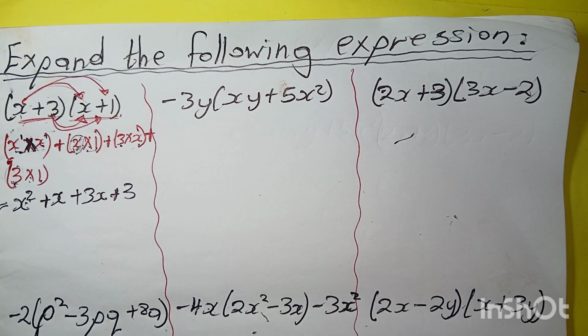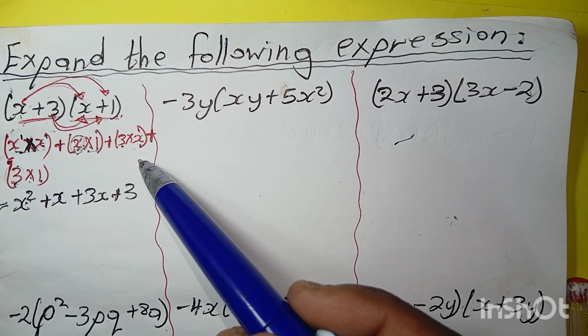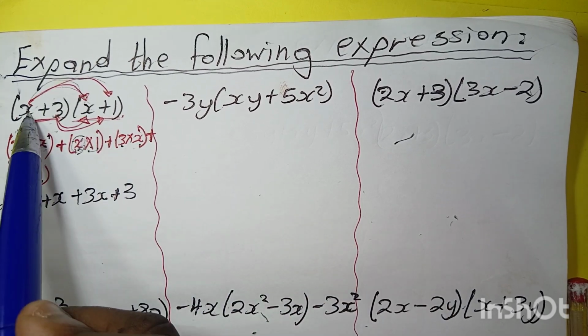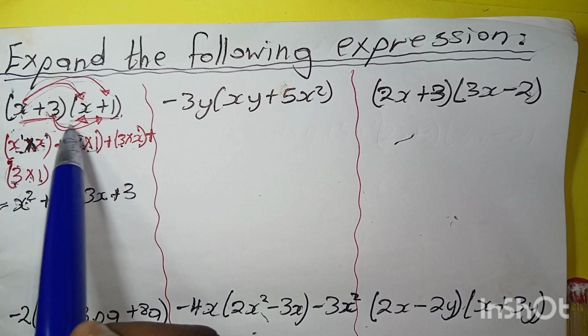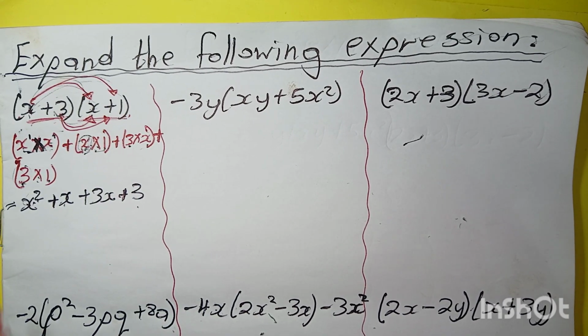So if this step isn't for you, just leave it and just say this multiplies that, this multiplies that, this multiplies this, all that. So now you can see, guys, here we've got what?